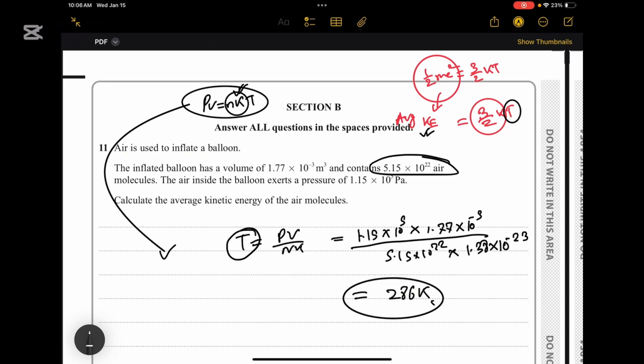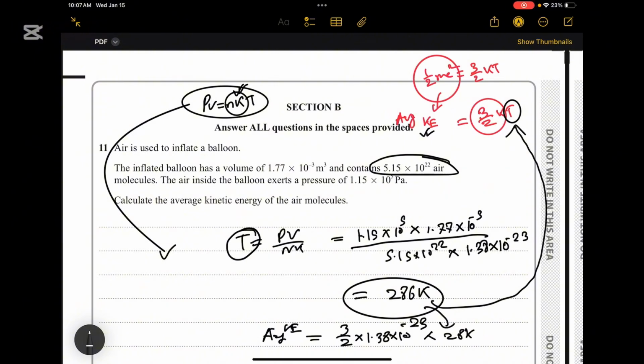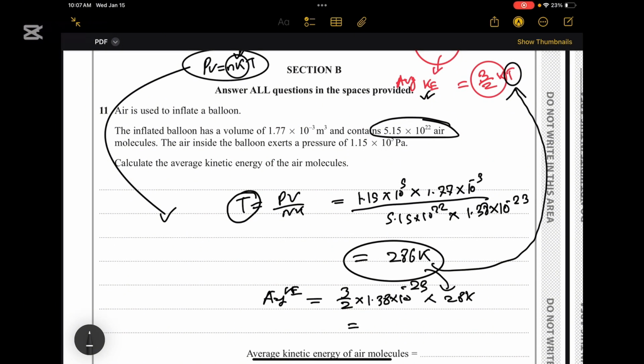Now we can use this temperature value to put right here to get the average kinetic energy. So 3 by 2 into k, which is 1.38 into 10 to the power minus 23, into this 286 Kelvin will give us our average kinetic energy. So the average kinetic energy will be 5.93 into 10 to the power minus 21 joule. So now we are done with this question as well.